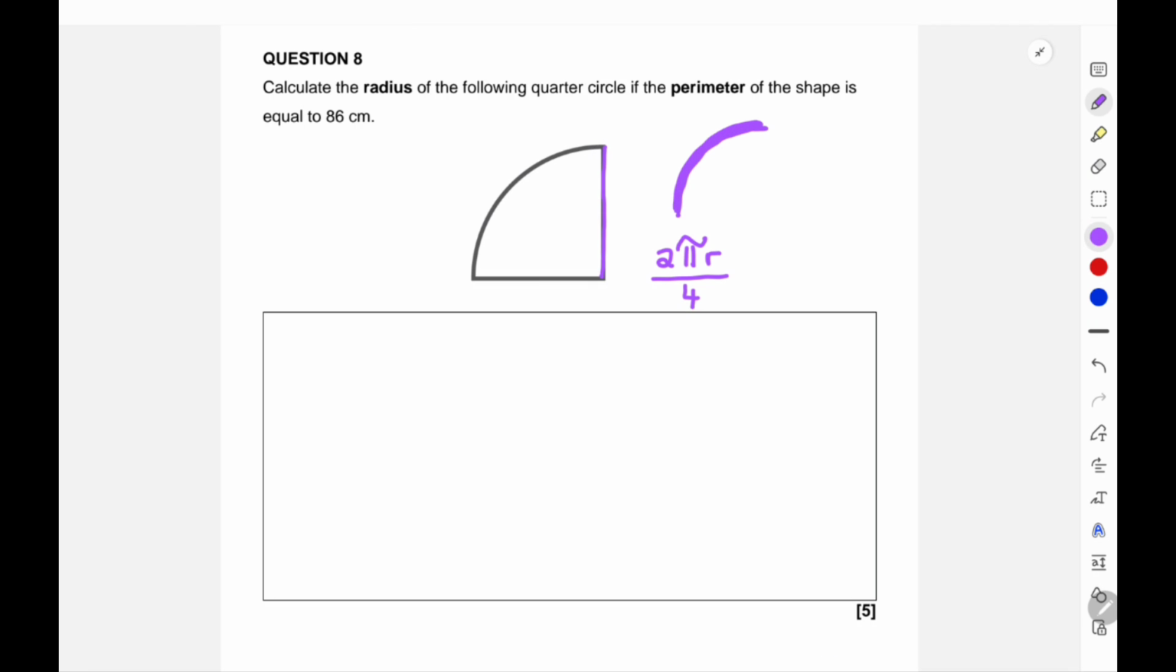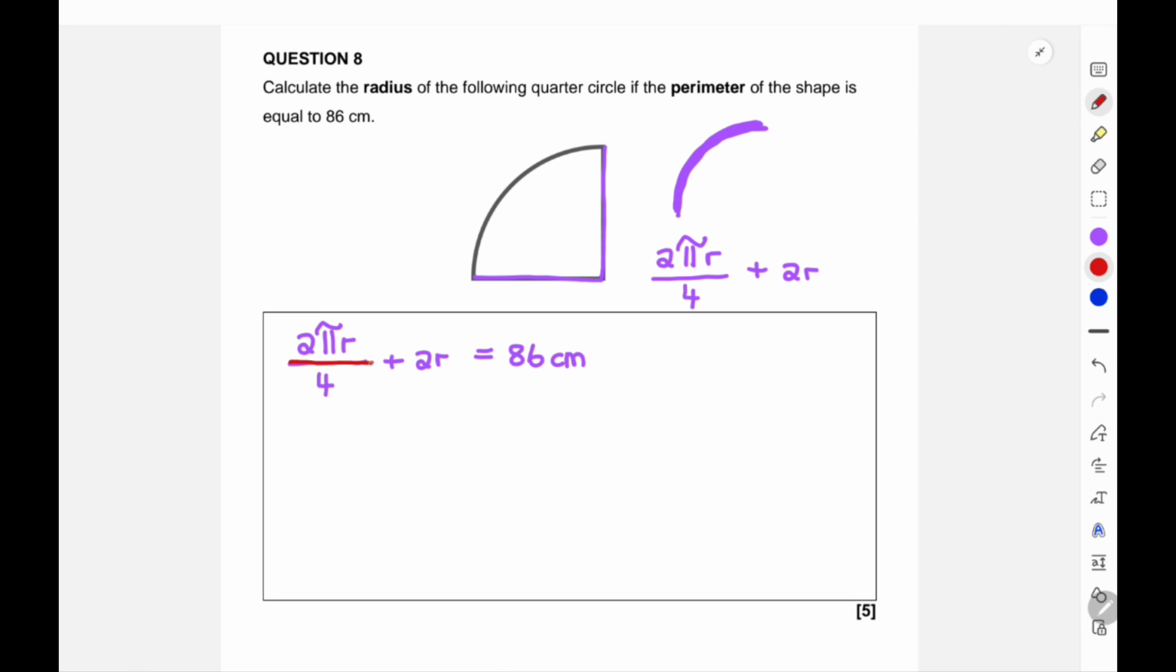And now how do I get the full picture as shown here? I need to add 2 radii. So that tells me 2 pi r divided by 4 plus 2 radius gives me 86 centimeters. Okay, so now we want to chip away at this. We want to follow up on our algebra. We're going to use our algebra to get the radius.